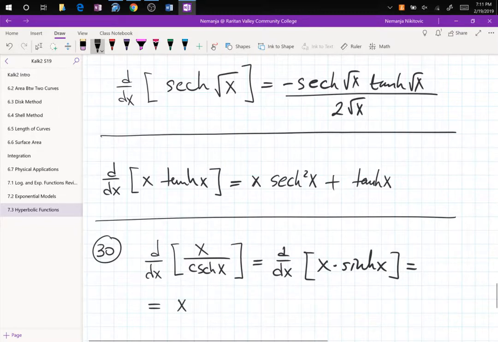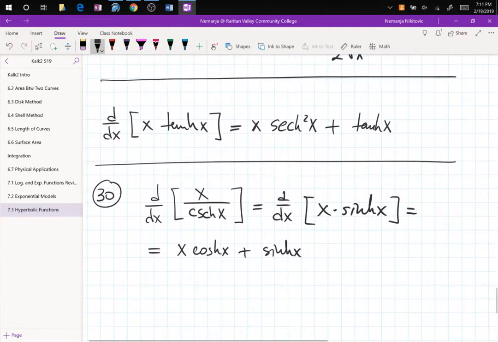Copy the first, derivative of the second, cosine hyperbolic x, plus copy this one, sine hyperbolic x. Walk away, walk away. Nice!